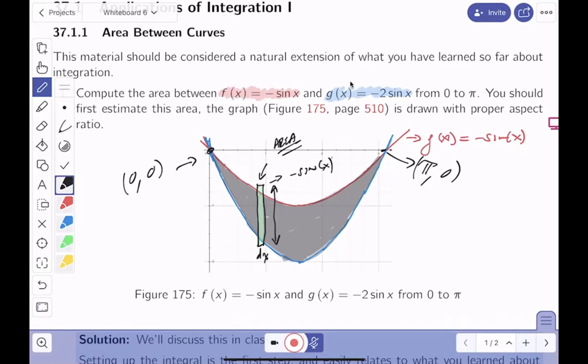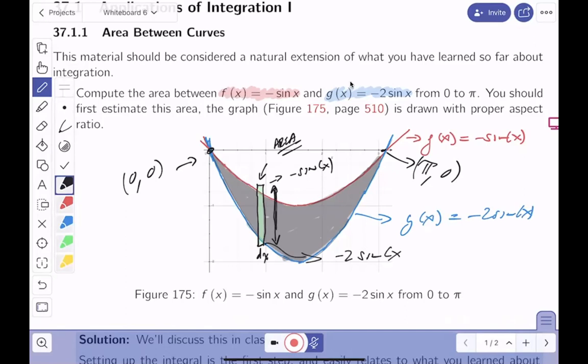The lower curve, I forgot to label the lower curve. Let me put that down for you. The lower curve, this blue curve, is going to be g of x equal minus 2 sine x. So the lower curve, this thing over here, is going to be minus 2 sine x.